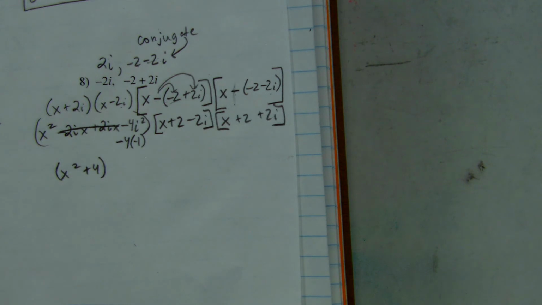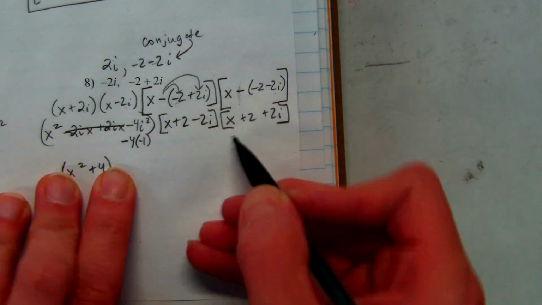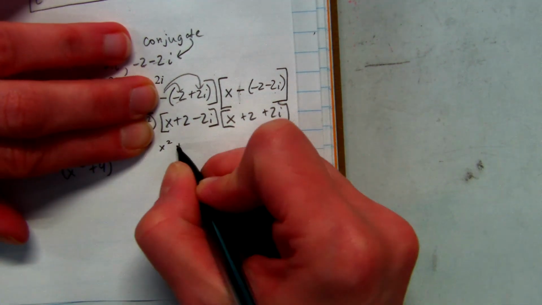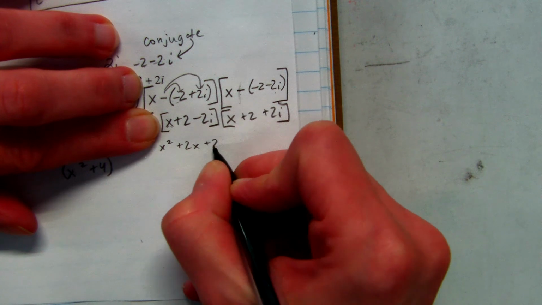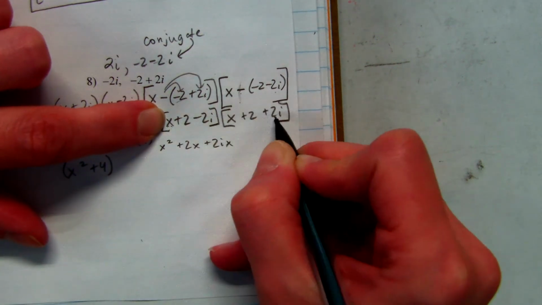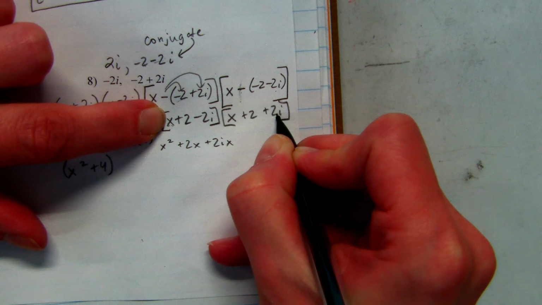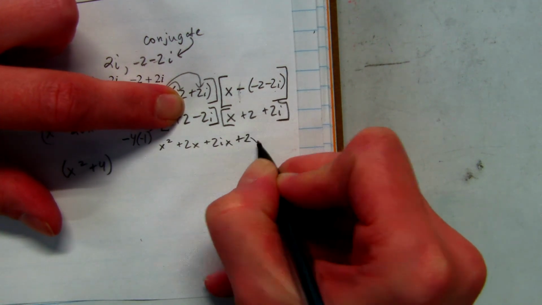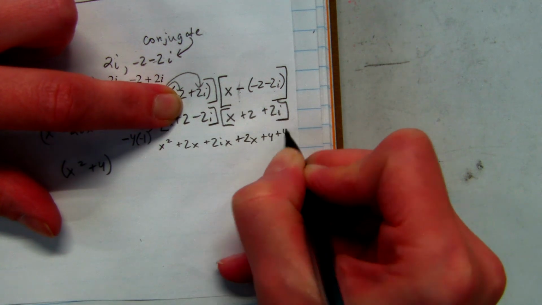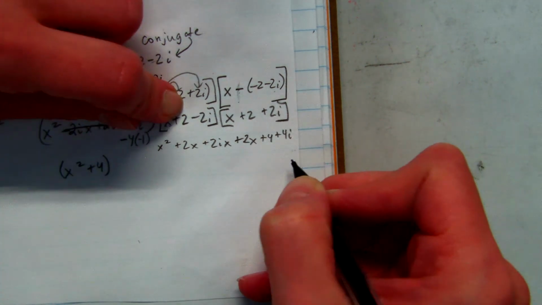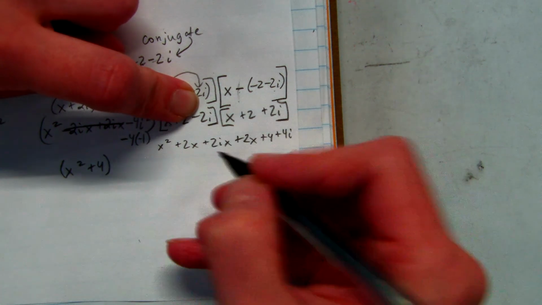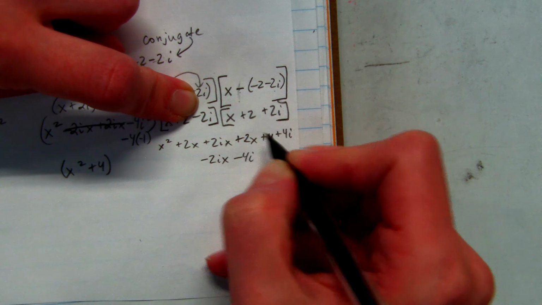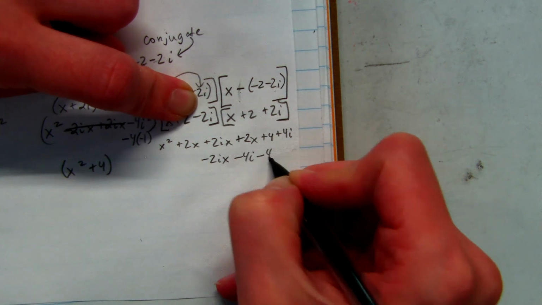So when you go to multiply all of this out, we take x times x, so you get x squared. X times 2 is plus 2x. X times 2i is plus 2ix. So I take this x times all of these. Then I'm going to take this 2 times all of these. So I'm going to have plus 2x plus 4 plus 4i. And I'm running out of room. So I'm going to take the negative 2i times all of these. I'm going to get minus 2ix minus 4i and minus 4i squared.